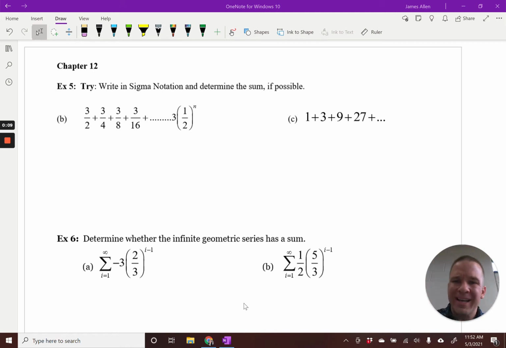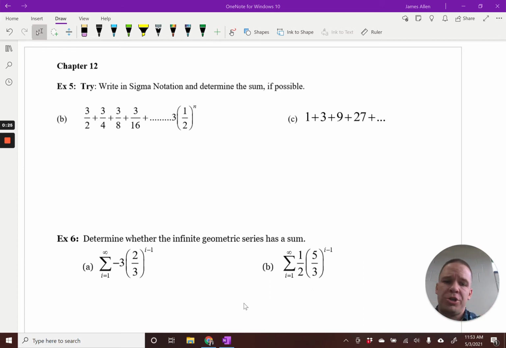Okay, write in sigma notation and determine the sum if possible. So we are going to write it in sigma notation. We could also use our little formula there if you'd like, but let's go for it. So I've got 3/2 plus 3/4 plus 3/8 plus 3/8. What the heck is happening here?